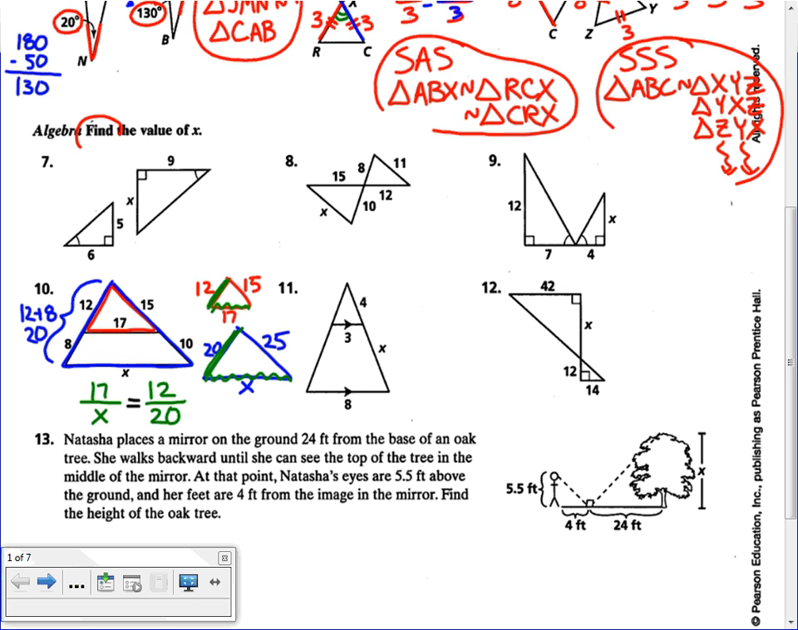Now, I do notice that this 12 over 20 could be simplified, and it might make my life a little bit easier. So this whole proportion could be simplified to be 17 over x is equal to, and if I divide top and bottom by 4, that would give me 3/5. Now when I cross multiply, I'll get 3x is equal to whatever 17 times 5 is, which is 85. And then I can divide 85 by 3. And I get 28.3 repeating.